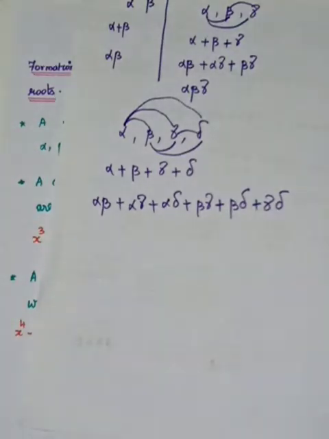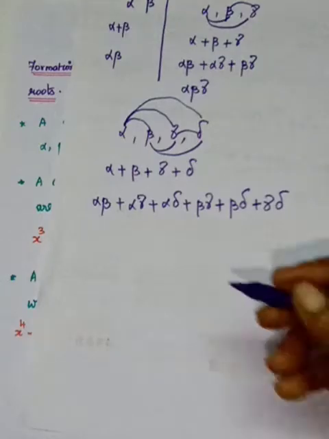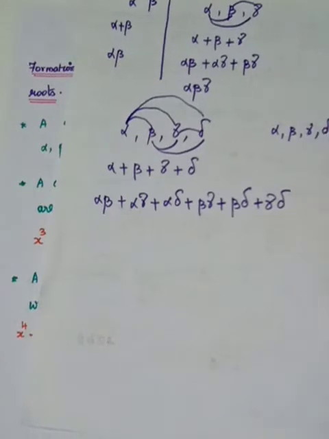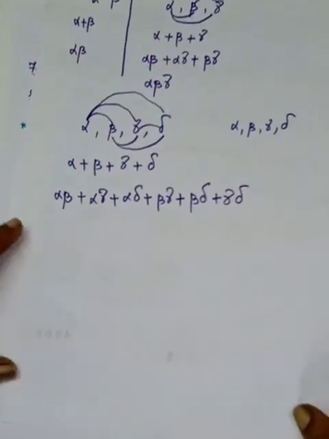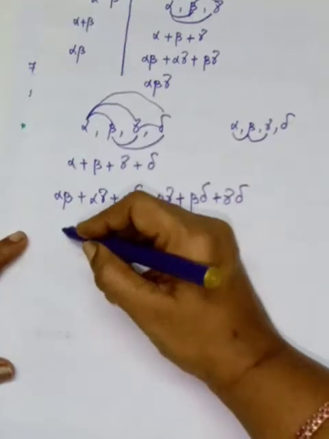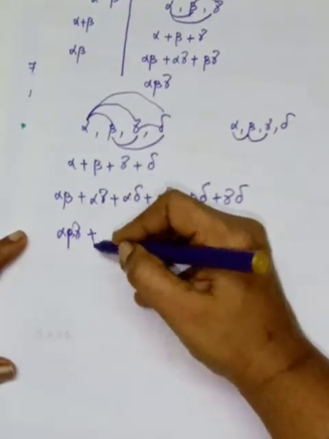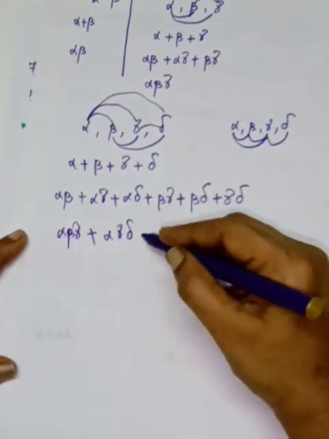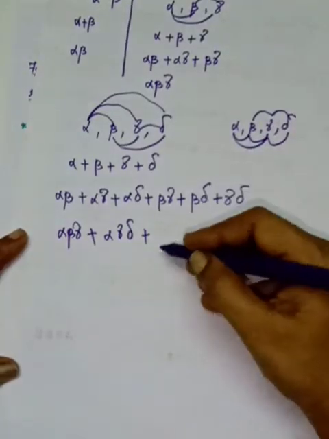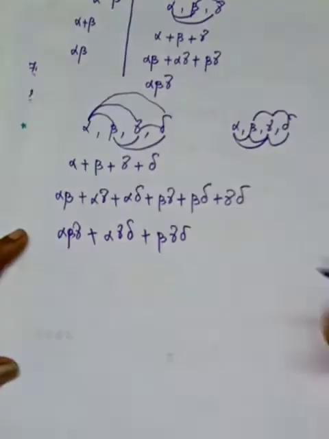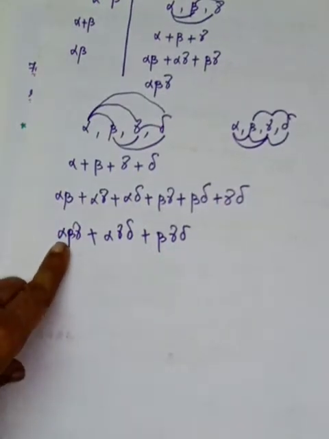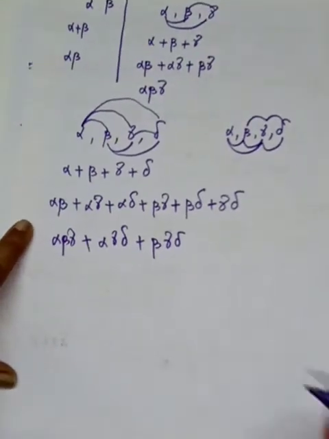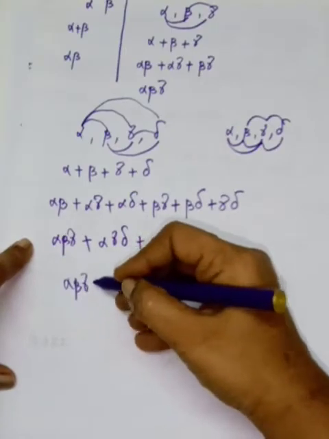Next, you have to take 3 roots at a time, then take the product and then add. So what are the roots? Alpha, beta, gamma, delta. Now you have to take 3 roots at a time. So what is it? Alpha beta gamma, plus alpha gamma delta. The next one, what is it? Beta gamma delta. So the product of 3 roots taken at a time, then you have to add. Then you have to take the product of all the 4 roots. So therefore alpha beta gamma delta.